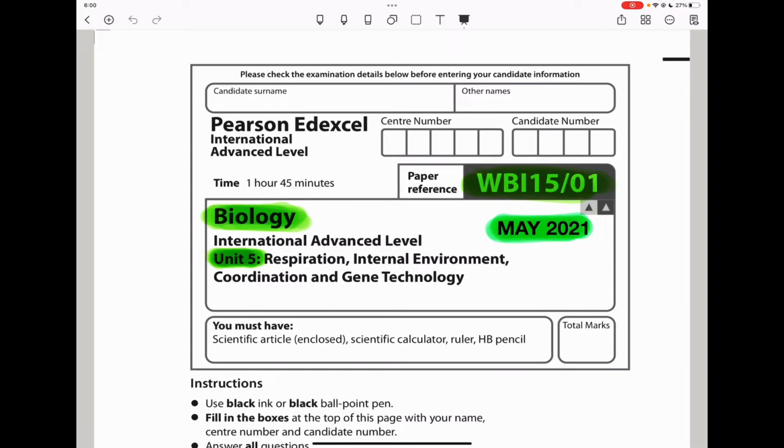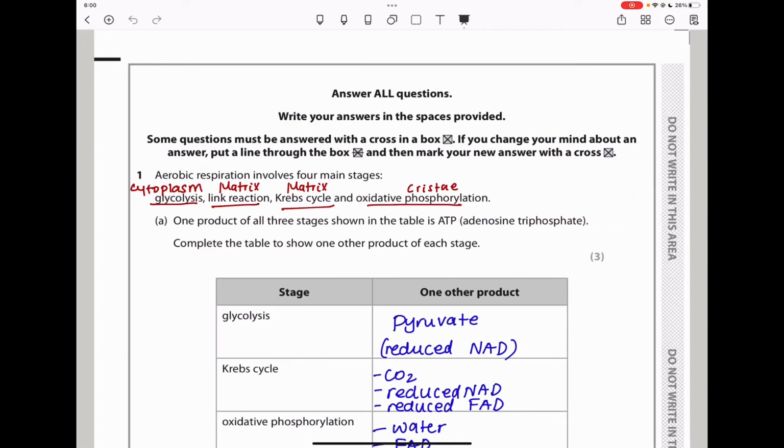Today we are doing the Pearson Edexcel International A-Level Biology Unit 5 for May 2021. I will do this paper in two videos, and I'll put the link to the part 2 video below in the description box. Let us begin. Question 1 says, aerobic respiration involves 4 main stages.